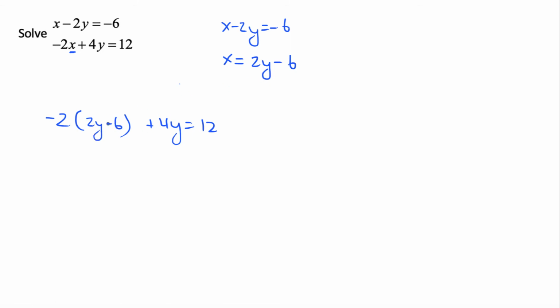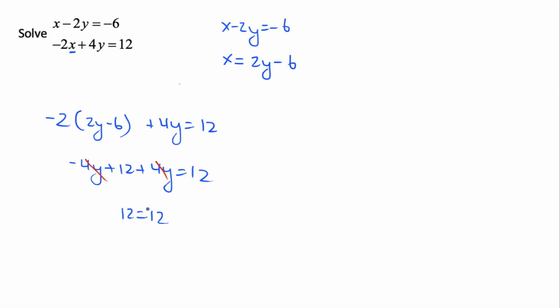And now we should be able to solve this for y. Well, let's distribute the negative 2 here. So negative 4y plus 12 plus 4y equals 12. And wait a minute, notice what happens here. Negative 4y plus 4y cancels out. So what's remaining? 12 equals 12.